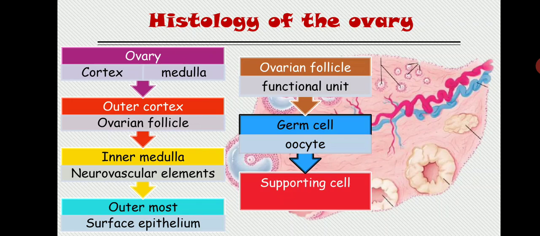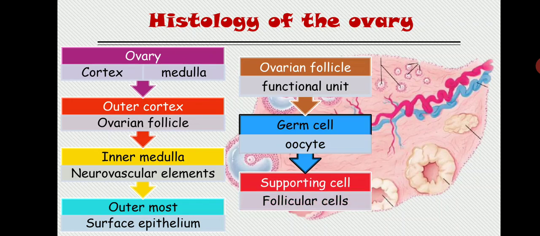In male, the germ cell present inside the testis is known as spermatogonia, right? In female it is known as oocyte. Now in male there is also a supporting cell, known as a Sertoli cell. Now in female the supporting cell is also present. It is known as follicular cells.